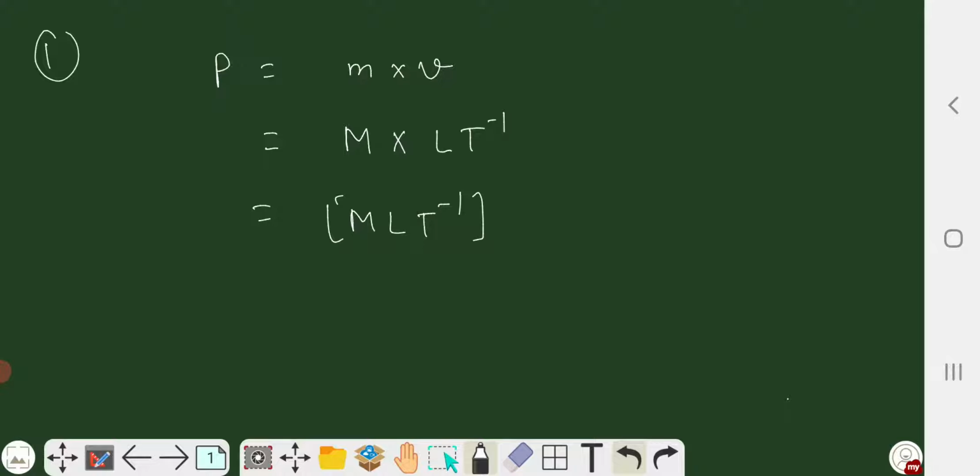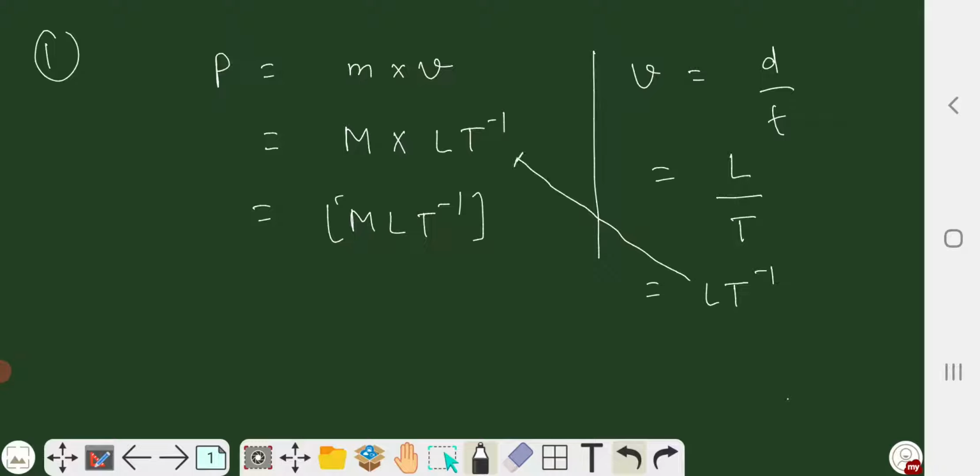And if there is any confusion about where I got the dimensional formula of velocity, LT^-1, you can see here. The basic formula of velocity is velocity equals displacement upon time, or d upon t. In abbreviation, I use L for distance and T for time, so the dimensional formula of velocity is LT^-1. That's what I placed here to get the formula for linear momentum. So this is your answer.